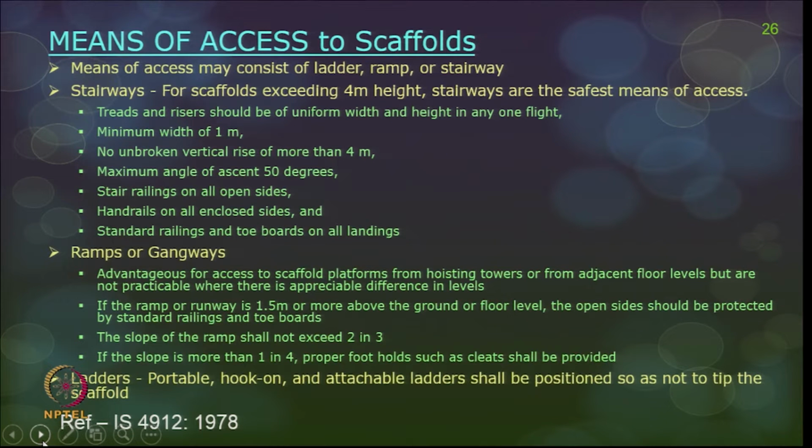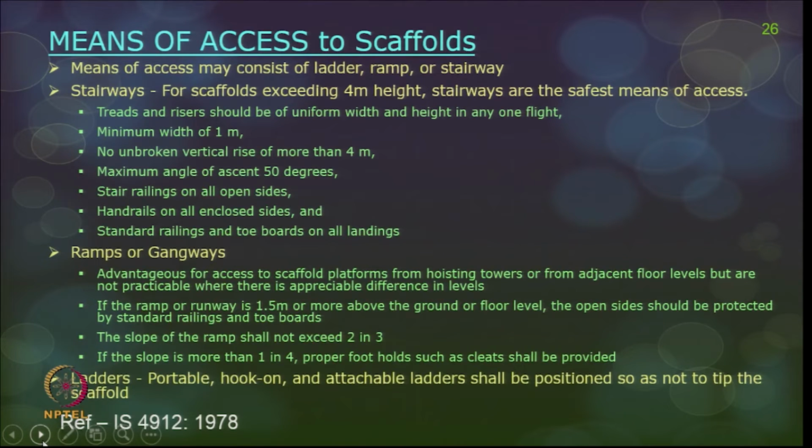And how should these stairways be for preventing falls? The treads and risers should be of uniform width and height in any one particular flight, and the minimum width should be 1 meter, and the maximum angle of ascent should be 50 degrees. Stair railings should be there on all open sides and handrails on closed sides, and standard railings and toe boards should also be there on all landings. You should have the safety precaution of guardrails even on the landings.